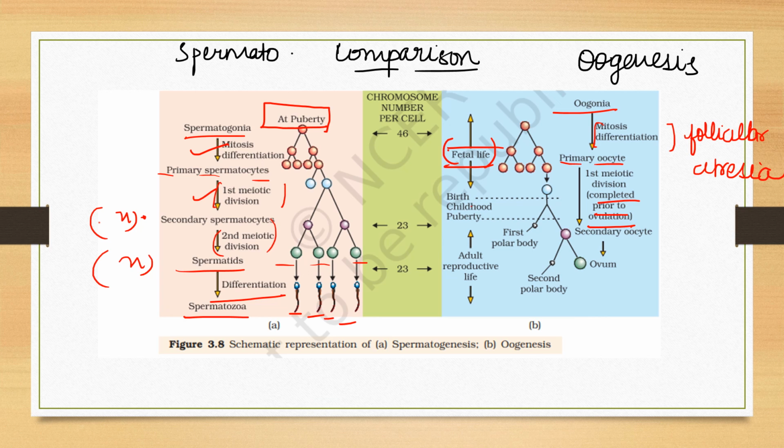So now what happens is at birth, there are no more oogonia added, right? So at birth, childhood, and puberty. So at puberty, before ovulation, the first meiotic division happens, which results in the formation of a first polar body and a secondary oocyte. Now, in the adult reproductive life, when we talk about pregnancy and fertilization, the second meiotic division happens before fertilization, which results in the formation of the ovum and a secondary polar body.